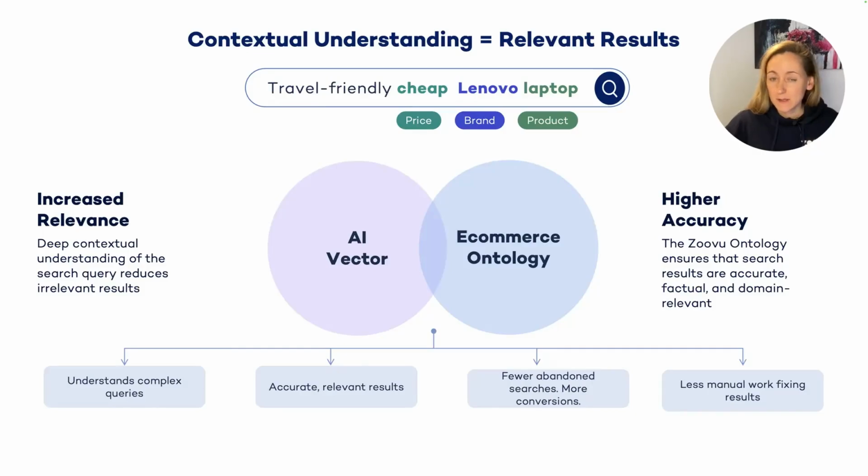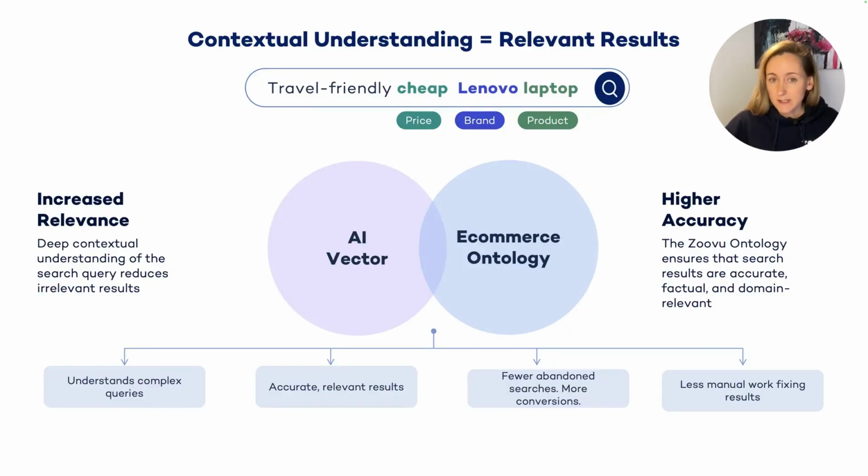Now, let's take a closer look at how Zoovu Search actually understands what people are looking for and delivers relevant results. It all starts with your product data. Let's say someone types travel-friendly, cheap Lenovo laptop. We're not just looking at keywords. We need to understand what they actually mean. So this is where AI vector search comes in.